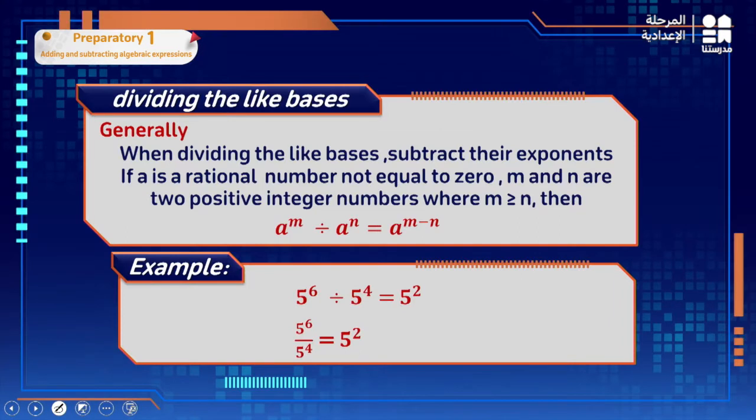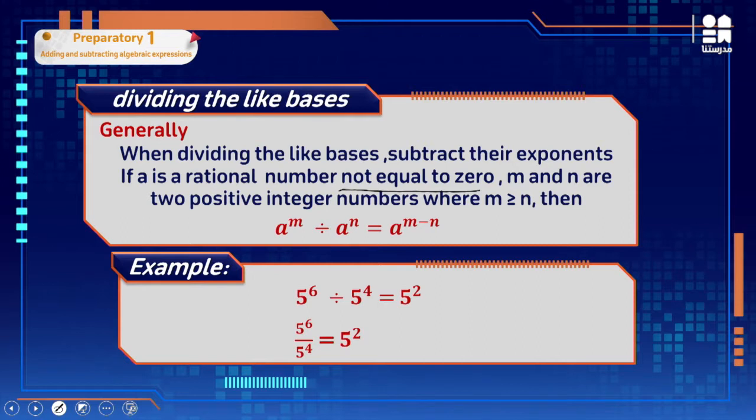But we have a condition in the definition. Let's read it one more time. A is a rational number not equal to 0. Why do we put this condition, not equal to 0? Because when we divide any number by 0, we will get an undefined amount, okay? So here always the denominator, or do you remember dividend, divisor, and quotient? The second one is the divisor, okay? So we can say the divisor or the denominator should be not equal to 0.